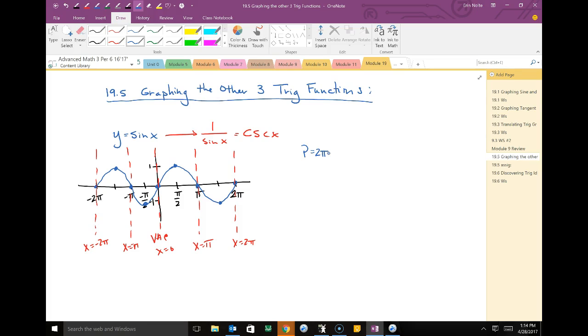Good. So I would write this down somewhere and say my vertical asymptotes occur every period over 2 units apart. So the distance between them is the period divided by 2.